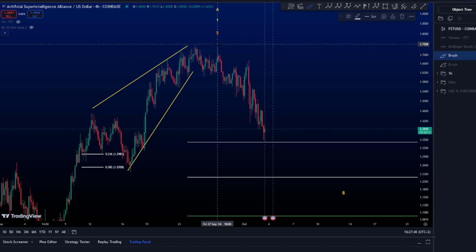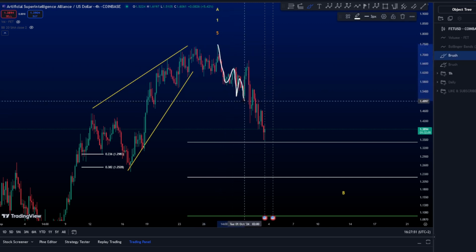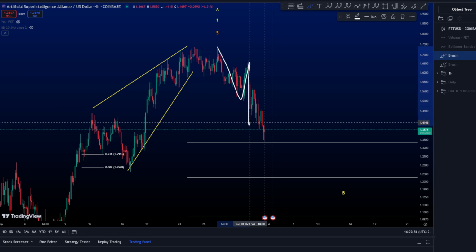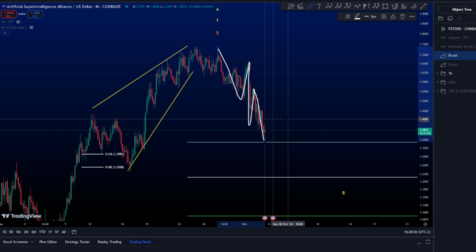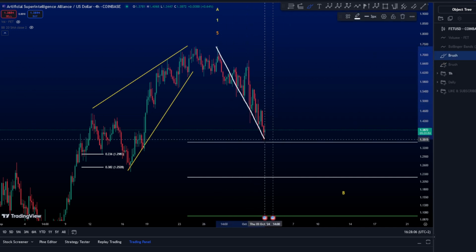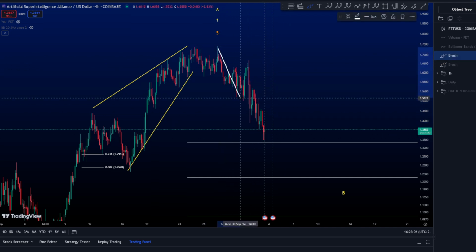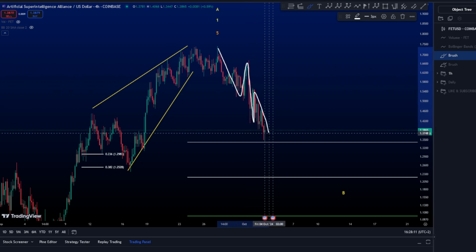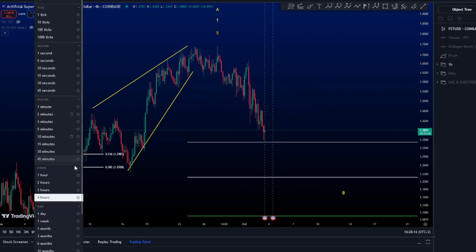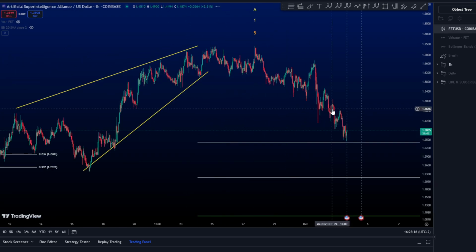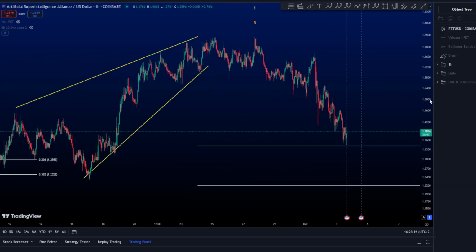Where we can see here 1, 2, 3, 4, 5, possible, yeah, contracting diagonal. And yeah, so this is a 1, 2, 3. We cannot really consider this as an impulse, but a contracting diagonal. So this could work as a wave A, where we can see 1, 2, 3, 4, and a 5. So let's go to the 1-hour chart, even much better. Yes, exactly. So 1, 2, 3, 4, and 5, perfect contracting diagonal.